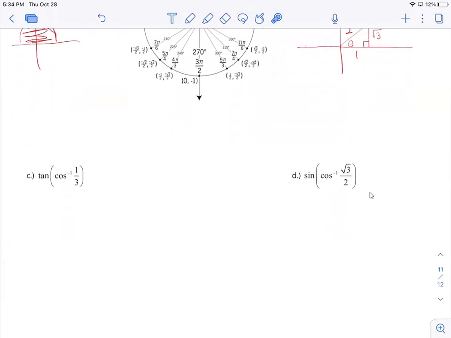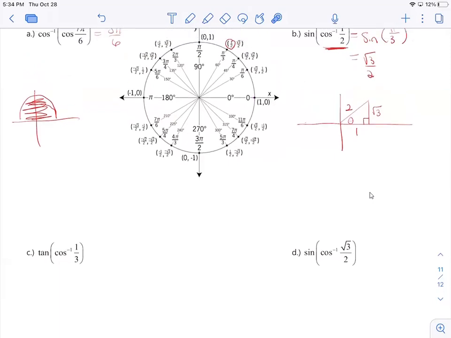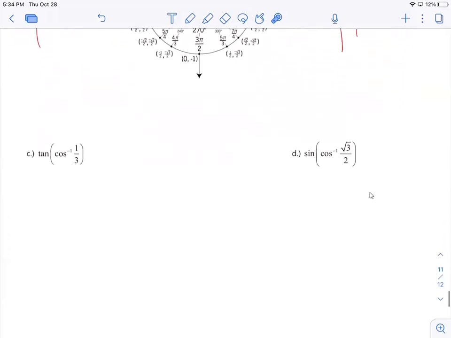So like C, when I'm looking at C, tangent composed with inverse cosine of 1/3, there is no 1/3 on my unit circle for cosine or sine or tangent. So that's where you're a little stuck. So like I always say, when you're stuck, create a triangle. Cosine's positive, so I'm going to put it here. I don't care what this angle is. This thing produces an angle, whatever it is. I don't care what it is. But from that angle, the definition of cosine is adjacent over hypotenuse.